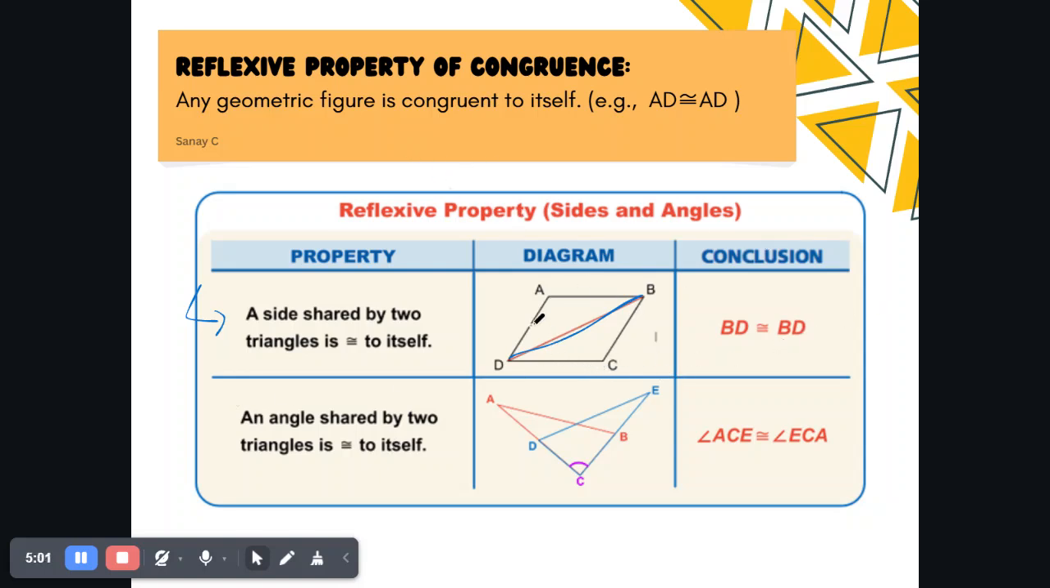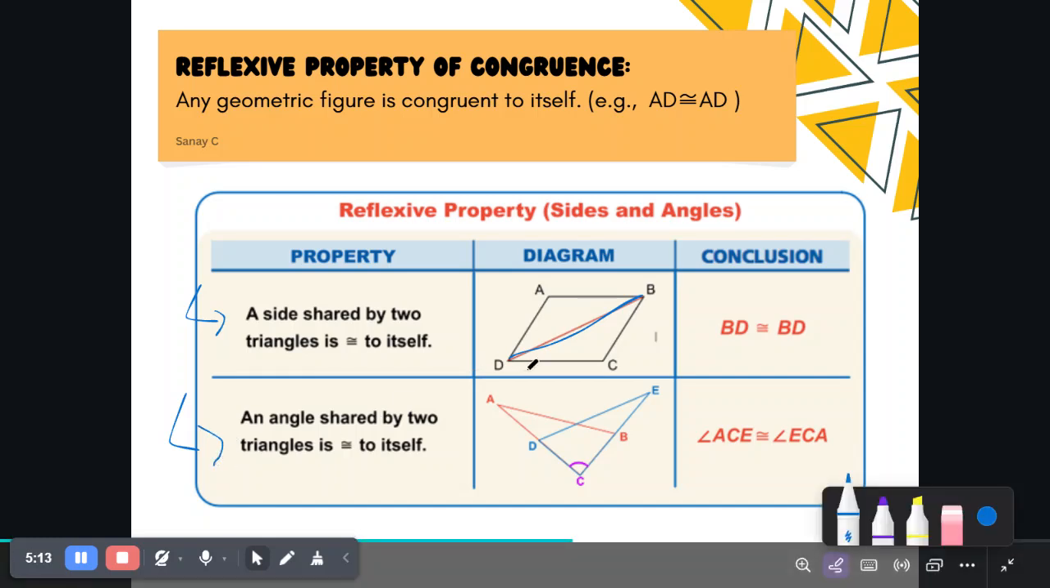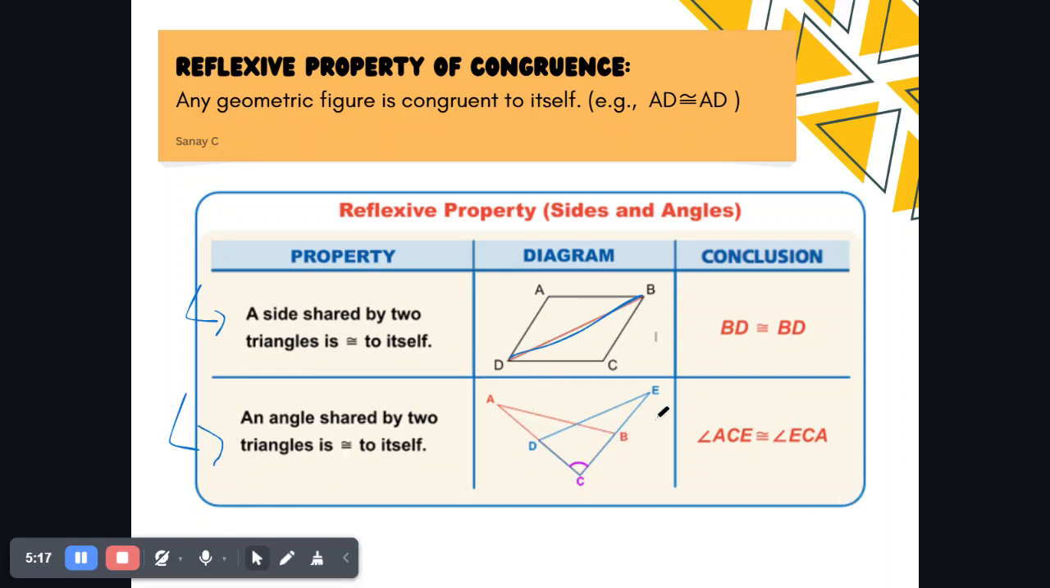So next we have an angle can also be congruent to itself with the reason of reflexive property. So an angle can be shared by two triangles, which makes it congruent to itself. So in this case, angle ACE and angle ECA are congruent.